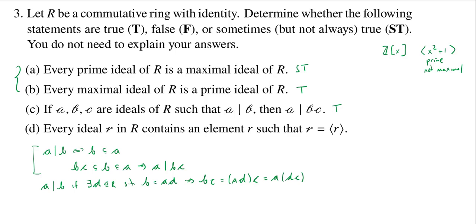But there are also examples of rings which are not principal ideal domains, like Z[x]. In fact, we saw in the previous problem that Z[x] has an ideal which is not principal, namely the ideal generated by 3 and x. This is not principal. And so this one is going to be sometimes true. So none of these statements are actually always false.